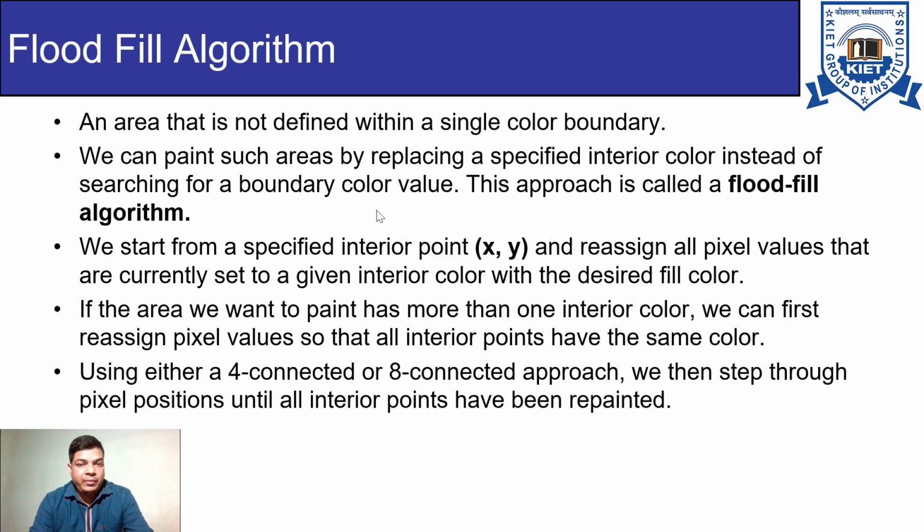Initially we start from any point which is having coordinate x, y. Then we use either the 4 connected or 8 connected approach to fill the object, and we continue in all the directions until we get the boundary color. If there are any pixels in the object which are pre-filled, then in that case we fill those pixels with the fill color.